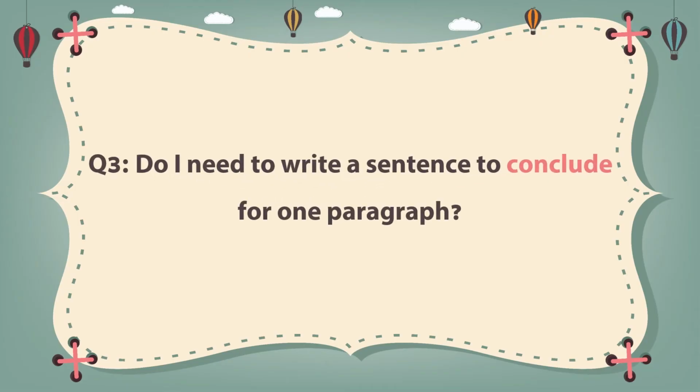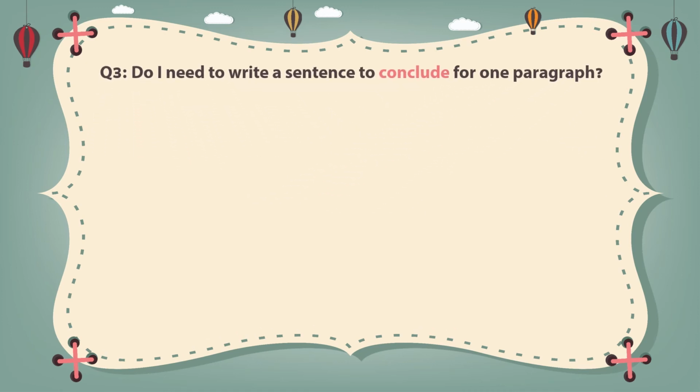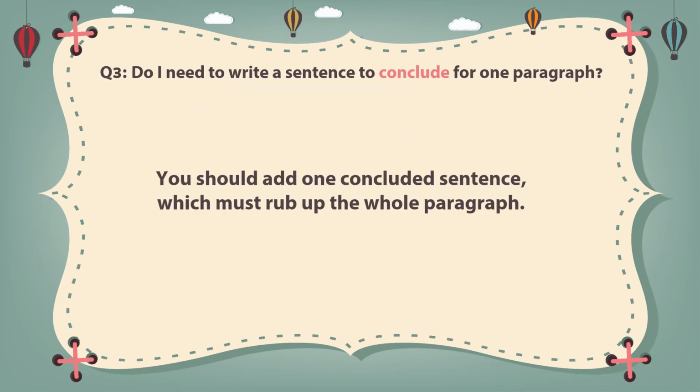Well, evidence, first of all, is an example found in real life or in another author's research. The evidence is that example, and an explanation is, as the word indicates, your own analysis about that evidence and how that example relates to the idea of the paragraph and the topic you're researching. Wow, I see. So is that all for one paragraph? Do I need to write a sentence to conclude? Yes, you should add one concluding sentence. That sentence must wrap up the whole paragraph.